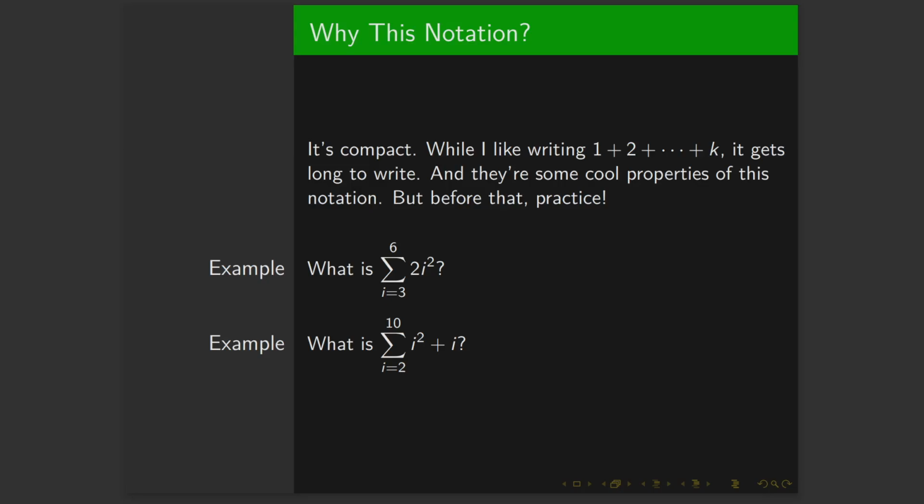And let's look at the second one. Well, i is equal to 2, so we start at 2, and then we're going to add up to 10. So we're adding i squared plus i. So when i is equal to 2, it's 2 squared plus 2. The next time we add is going to be 3 squared plus 3. The next time we add is going to be 4 squared plus 4.